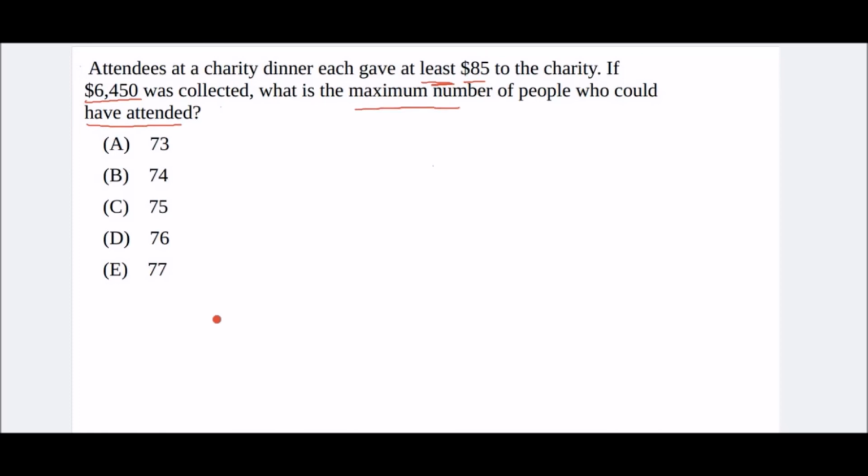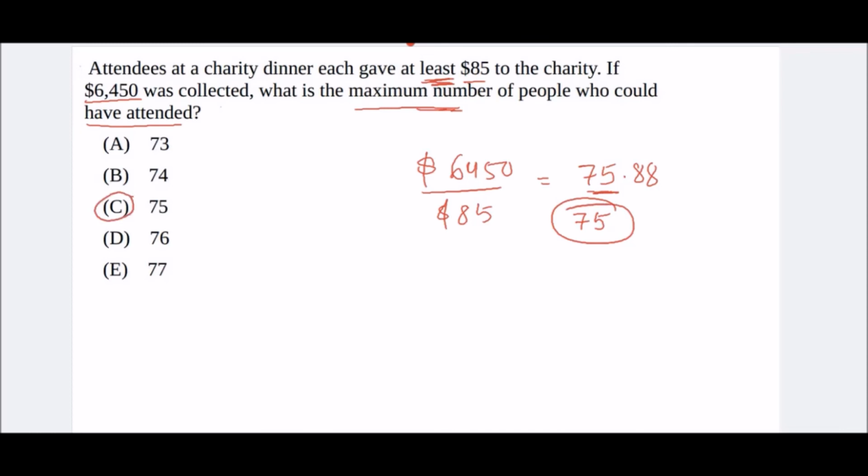So the total amount collected is $6,450, and the least price given is $85. When we divide it, we'll get the number of people. That will give us 75.88. So here it talks about the least, see, and the maximum number of people we have to find out. So we can't make it 76. It will be less than this value, and answer will be 75. So our option C is the correct choice.